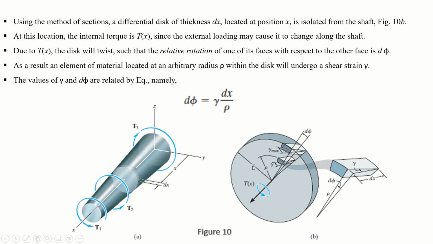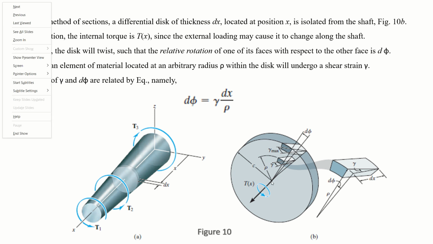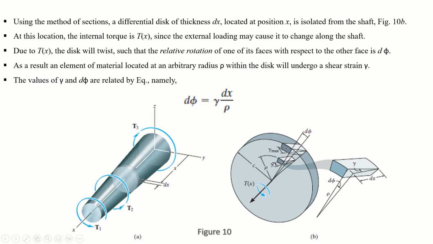Its radius is c, and we are taking an element, this element, right? And this element is located at a distance rho from the center line, and it is experiencing the shear strain, which is gamma. So I have explained these things, right? As a result, an element of material located at arbitrary radius rho within the disk will undergo a shear strain gamma. I already said that.